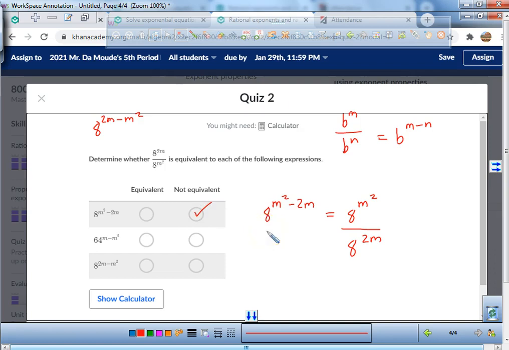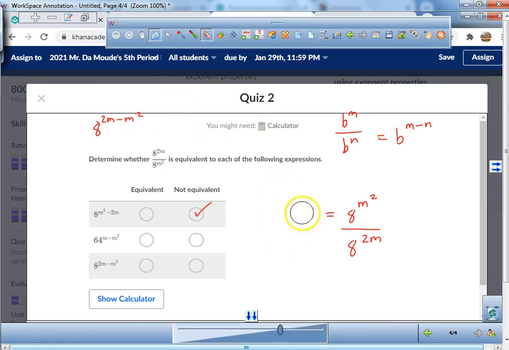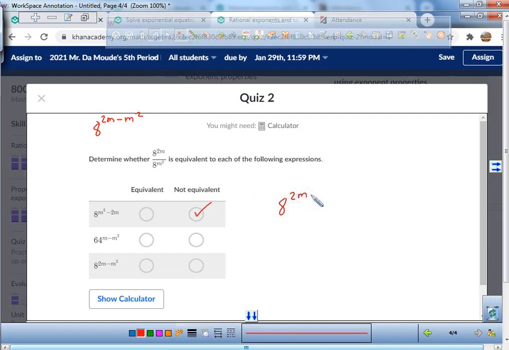Okay, so let's see if we can rearrange this real quick. By the way, I could separate this out right here, so I'm going to erase this part. The first one's not equivalent, all right? Now I'm going to take this one and see if I can rearrange it just a little bit more.